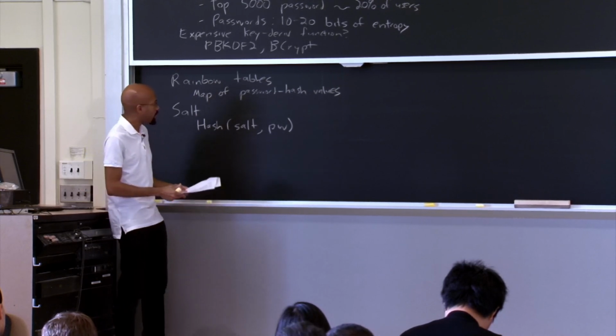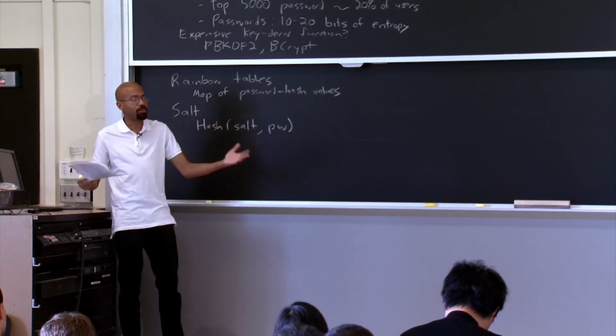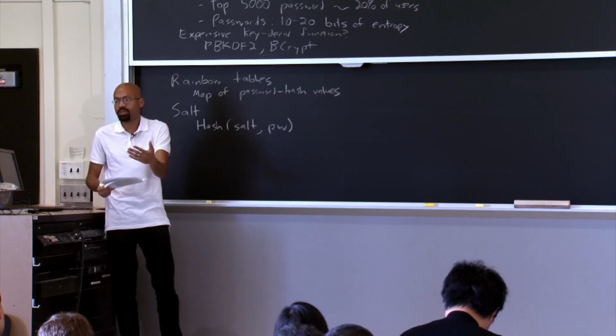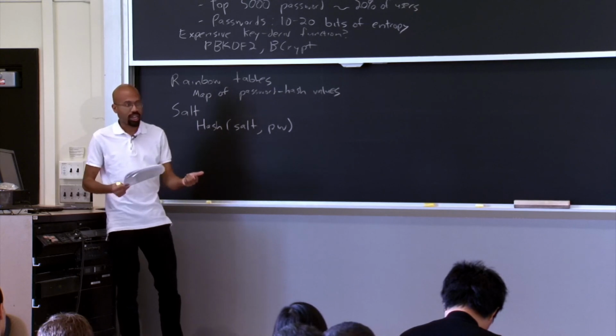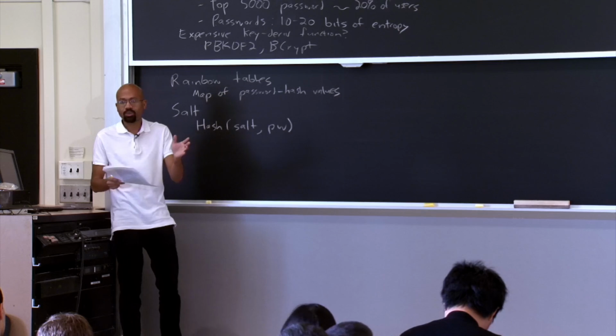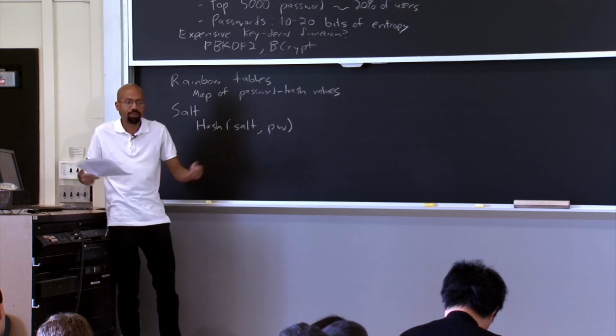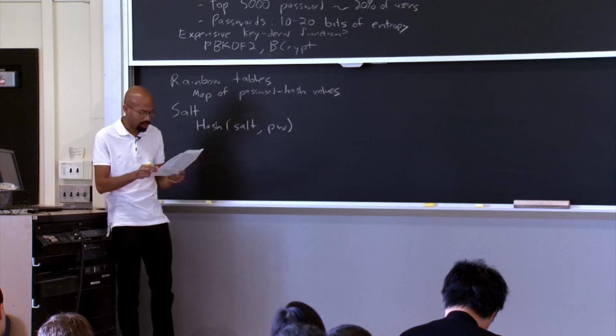That's exactly right. What this does is prevent the attacker from building a single rainbow table and then using that rainbow table against all instances of that hash function. You can think of this as uniquifying passwords even if they're the same. So this is what a lot of systems do in practice. They use this notion of a salt.